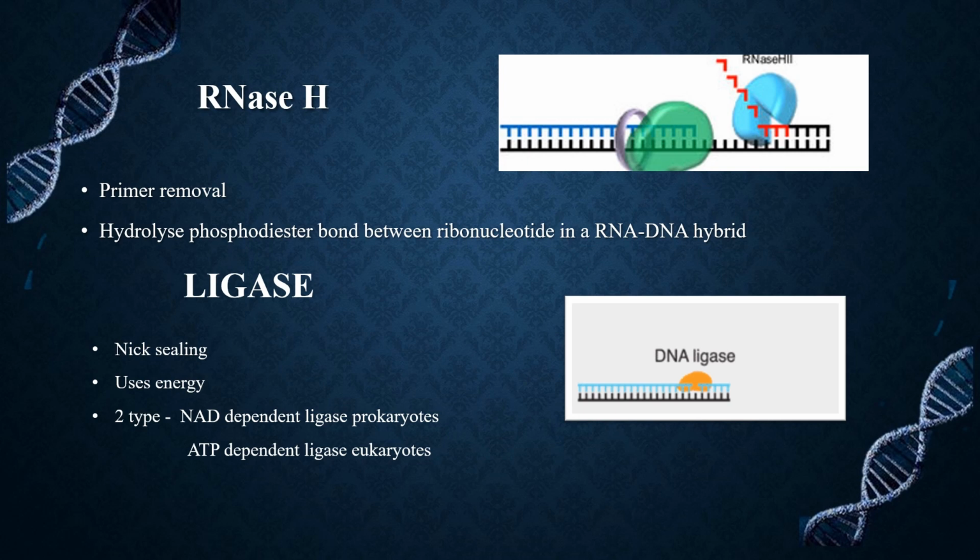The other two enzymes involved in DNA replication are RNase H and ligase. RNase H is involved in primer removal. It hydrolyzes the phosphodiester bond between ribonucleotides in an RNA-DNA hybrid, mainly at the primer-template junction. Ligase, which is involved in nick sealing, uses energy for its functioning. Mainly they are of two types: NAD-dependent ligase in prokaryotes and ATP-dependent ligase in eukaryotes.